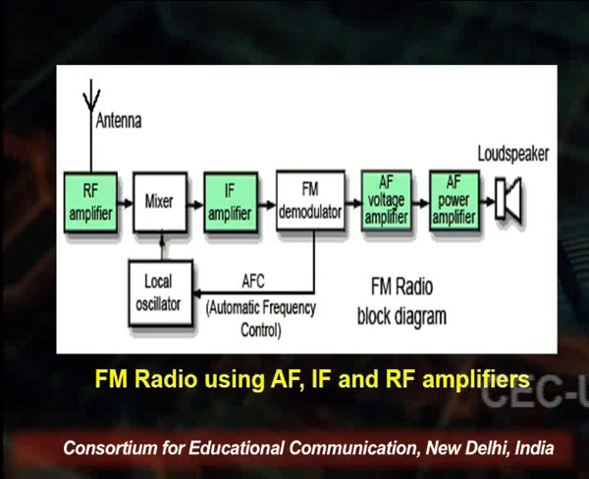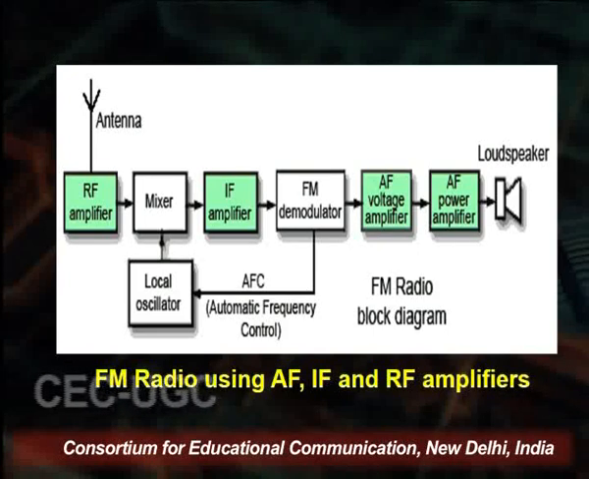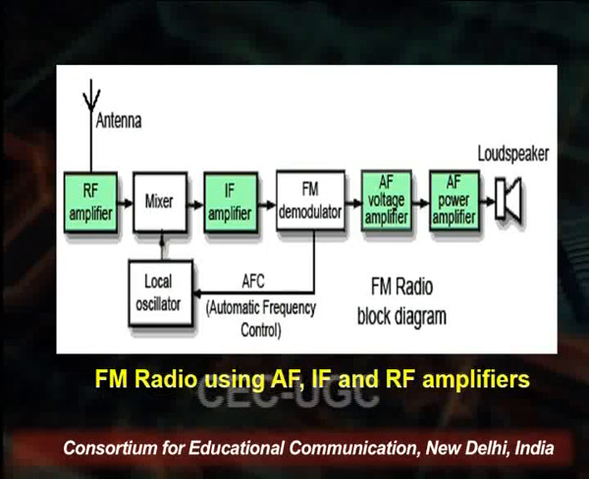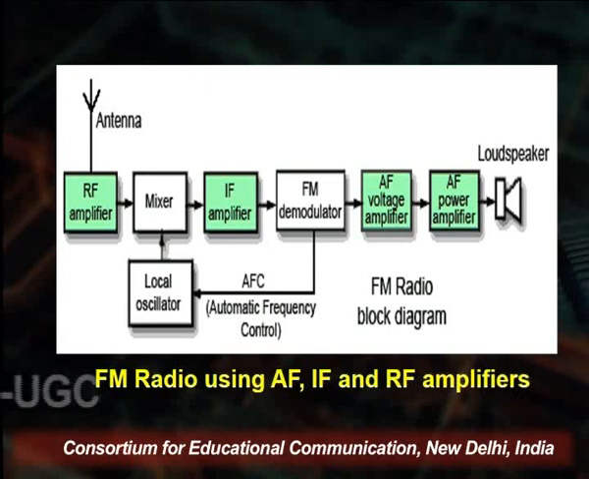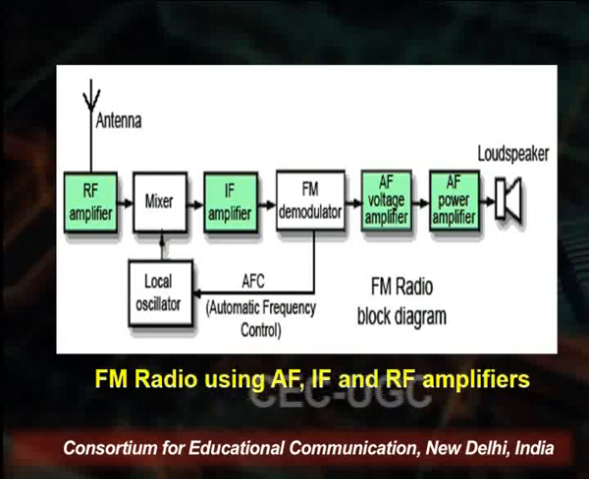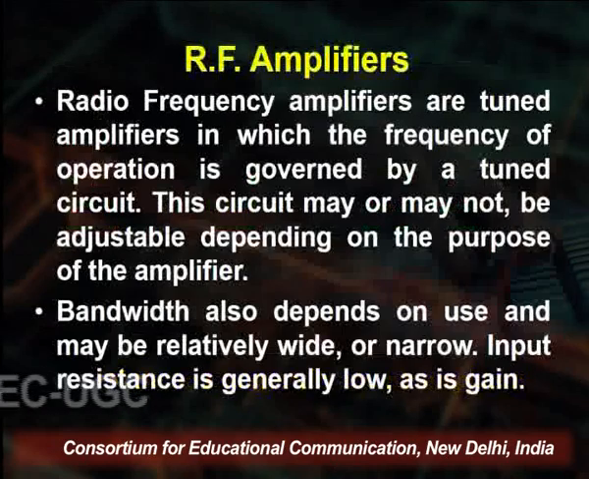This is the antenna, RF amplifier, then IF, FM, AF audio frequency. In this we get the signal as well as the audio and video. So both the signals, both the frequencies, both the amplifiers are used in this FM radio diagram, right.